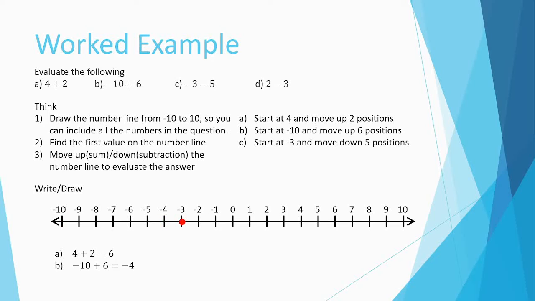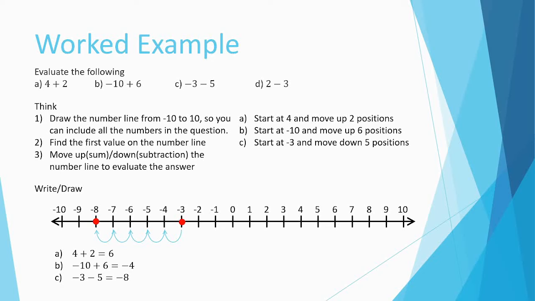For question C, we're going to start at -3, but this time we're subtracting, so we're going to move down the number line. We're going to go down 5 positions. So we end up at -8. So I'm going to write -3 - 5 = -8.